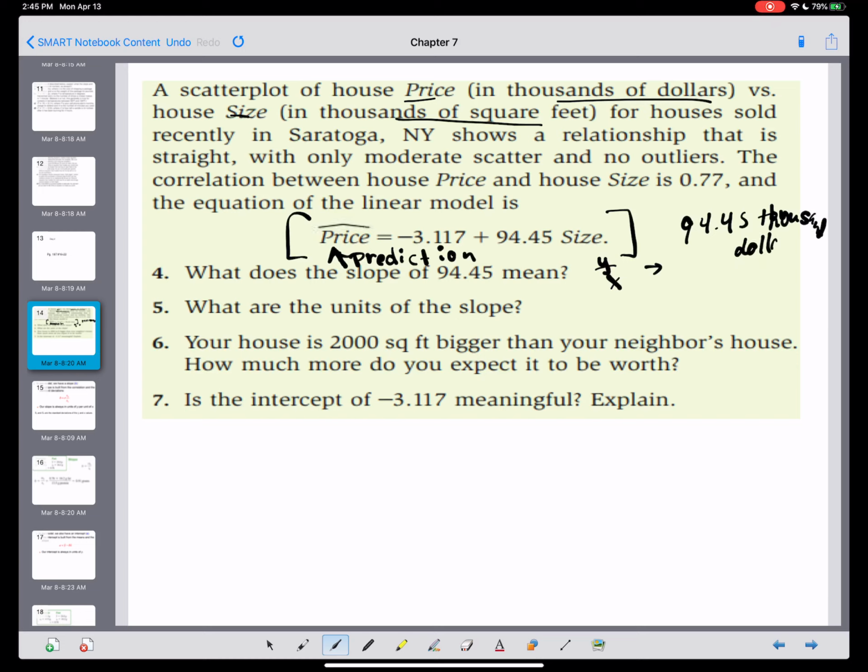$1,000 per 1,000 feet squared, because it's 94.45 over 1. On top is the money. On the bottom it's going to be your square footage. Okay, so that's that. What are the units of the slope? Kind of talked about it. It's thousands of dollars per 1,000 feet squared.